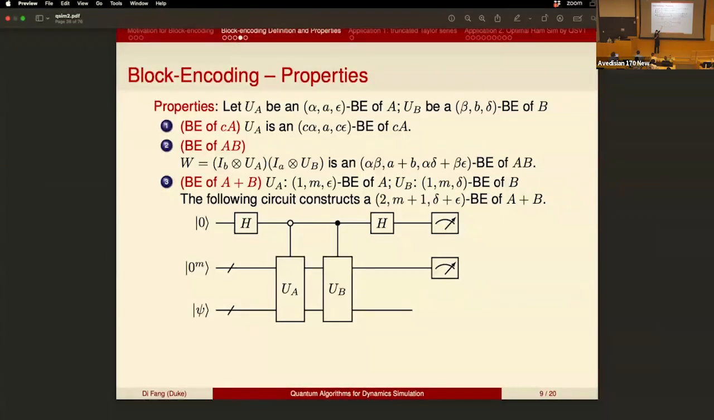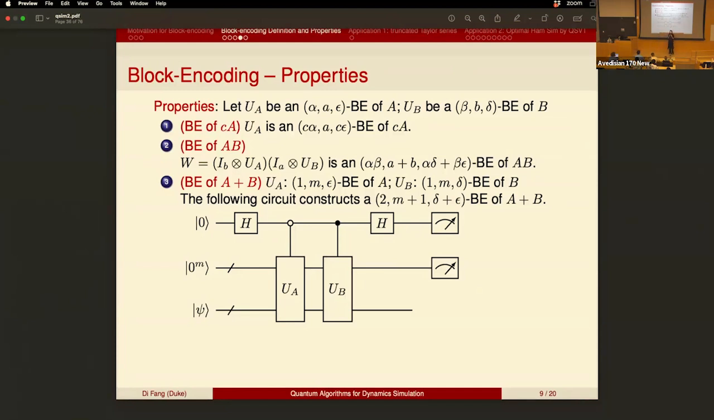You start from 0 in the first register. You apply a Hadamard, then you have uniform superposition: 1 over square root of 2, 0, plus 1 over square root of 2, 1. Then you control on UA, control on UB. When that is 0, you apply UA to the state, and when it is 1, you apply UB. In the end, you apply Hadamard again.